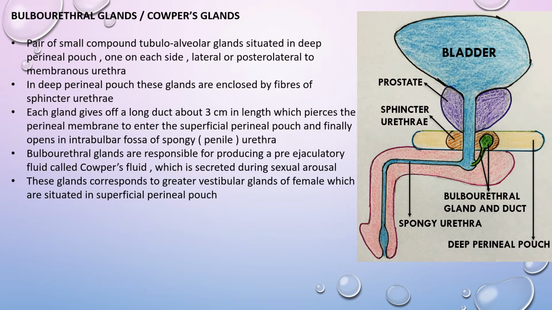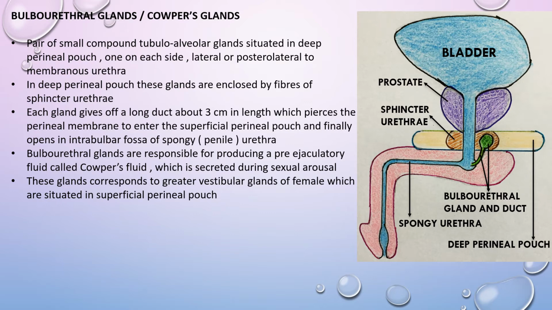The middle of the deep perineal pouch contains the membranous urethra. On one side of the membranous urethra, you can appreciate the bulbourethral gland. In the deep perineal pouch, these glands are enclosed by fibers of the sphincter urethrae. In this diagram also, you can appreciate the bulbourethral gland surrounded by the sphincter urethrae muscle.